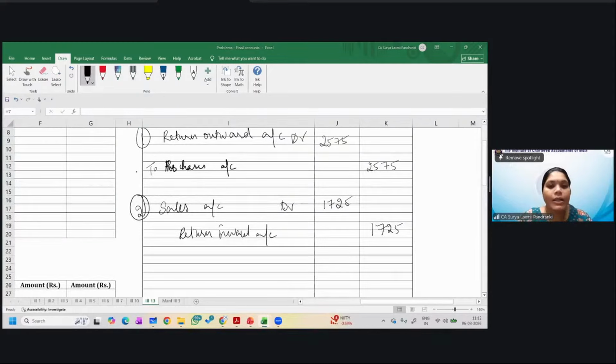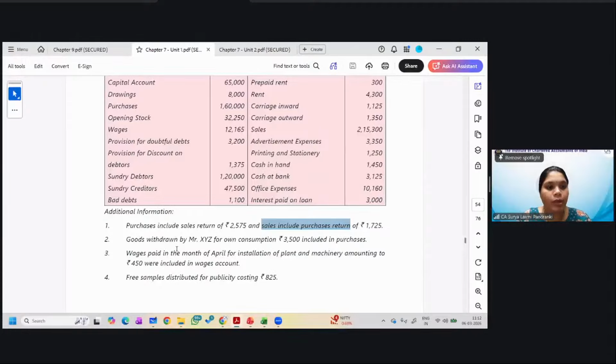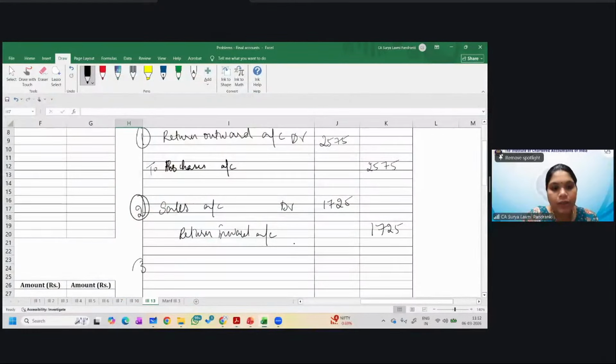Done. What is the next rectification we will have to do? They told that goods withdrawn for own consumption is drawings, which are included in purchases, right? So the third one will be drawings account debit to purchases account. And what is the amount? 3,500. Yes, 3,500.